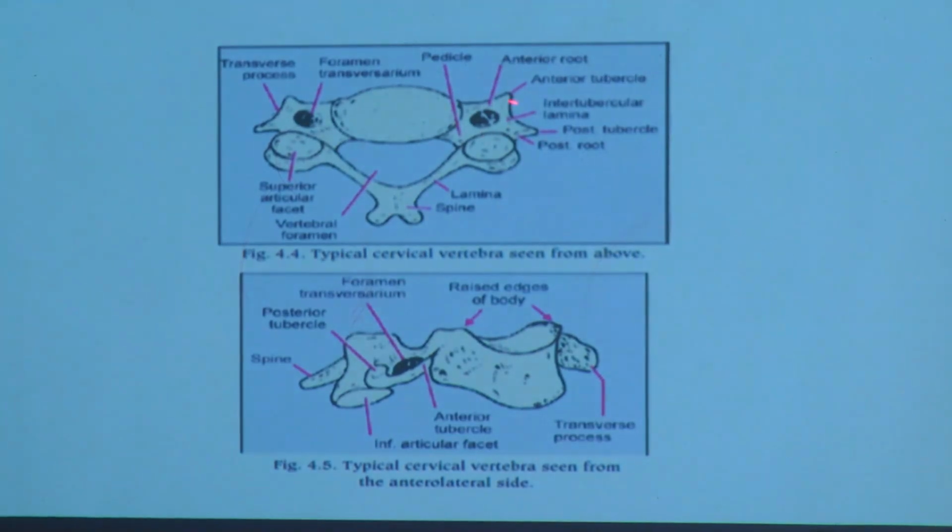And this is the foramen, this is the anterior root, this is the anterior tubercle, and this is the intertubercular lamina, by which the anterior root is attached to the posterior root.